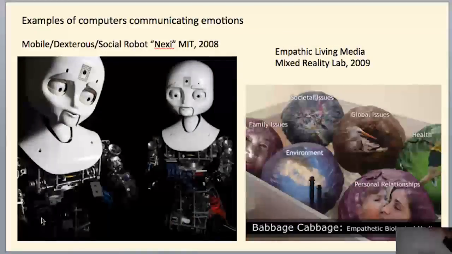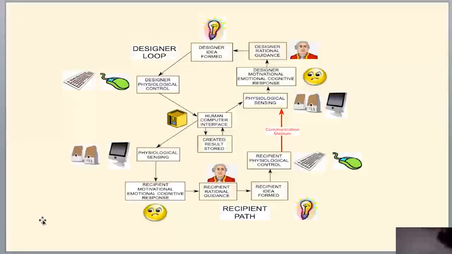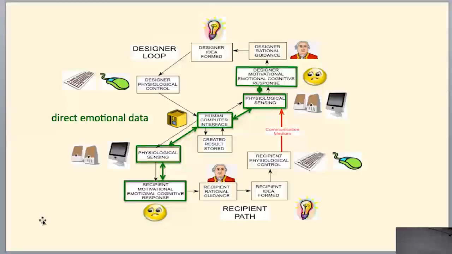Here are examples of other kinds of systems that are computers responding emotionally. MIT robot, a mobile dexterous social robot. This is a Babbage cabbage, which is a whole other story, but it's a kind of empathic living media. And this is that idea extended to the designer loop, but extended to the recipient. So you could create this sort of fabrication between designer and recipient, and construct an emotional, motivational resonance loop there too.